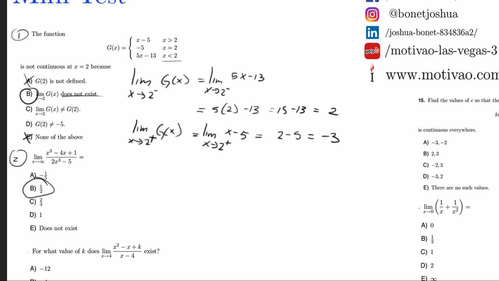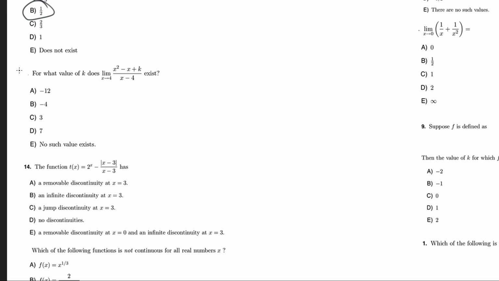Okay? So next one. It says, for what values of k does the limit exist? Okay? Notice that here, x minus 4 will give you 0. So in order for this limit to exist, this x squared minus x plus k has to factor with x minus 4. Okay? So if I plug in 4, I have to get 0 from the top, basically. So 4 squared minus 4 plus k.